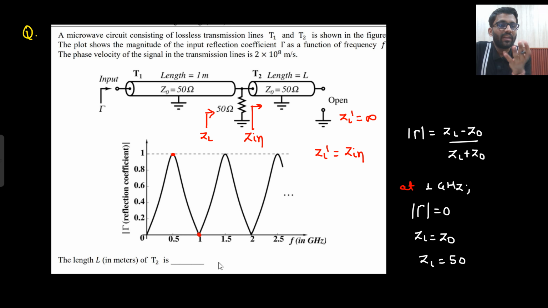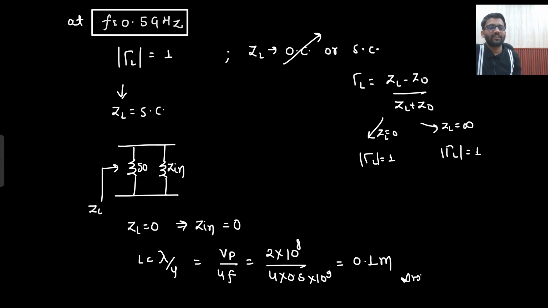But I cannot make it open circuit. Why can I not make it open circuit? Because 50 ohm is already there. So there is no chance I can make it open circuit. So I have to make it short circuit only. That means my length has to be lambda by 4, not lambda by 2. But lambda by 4 with respect to frequency equal to 0.5 gigahertz. So I hope this point is clear to you.